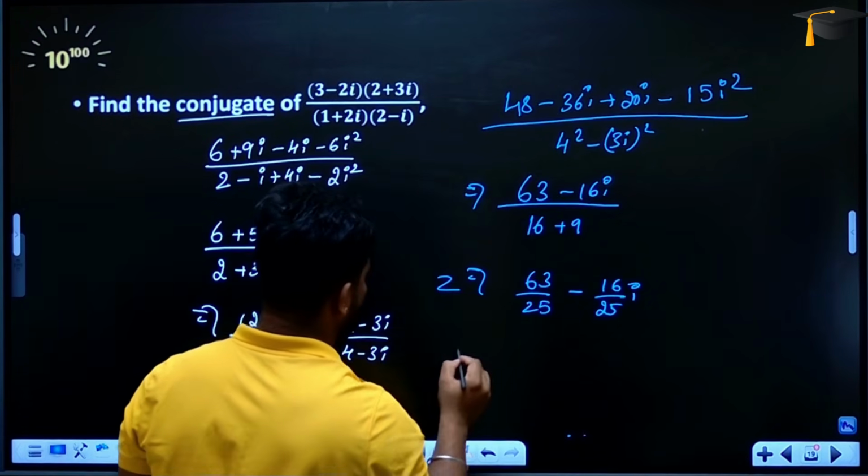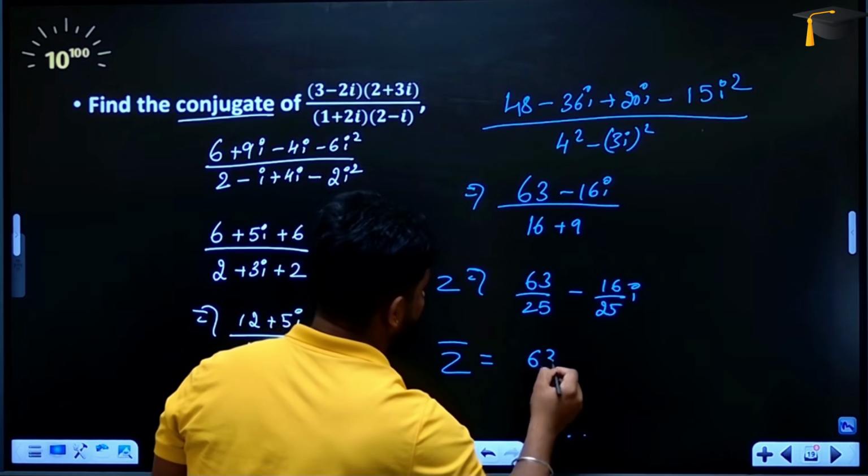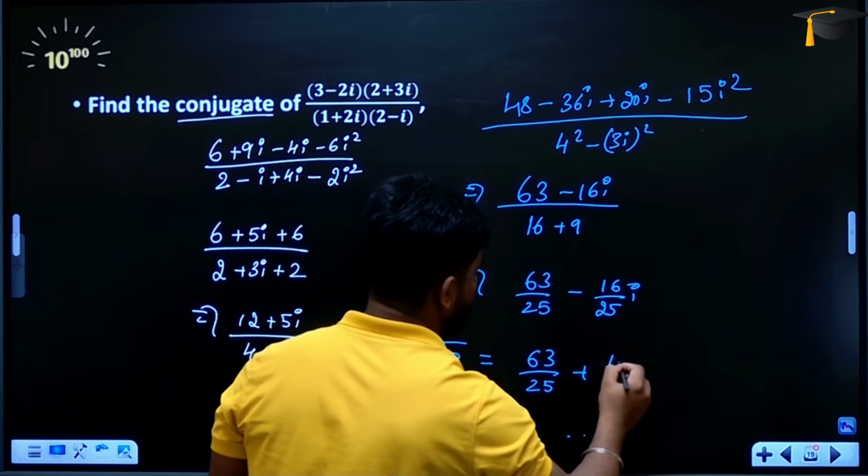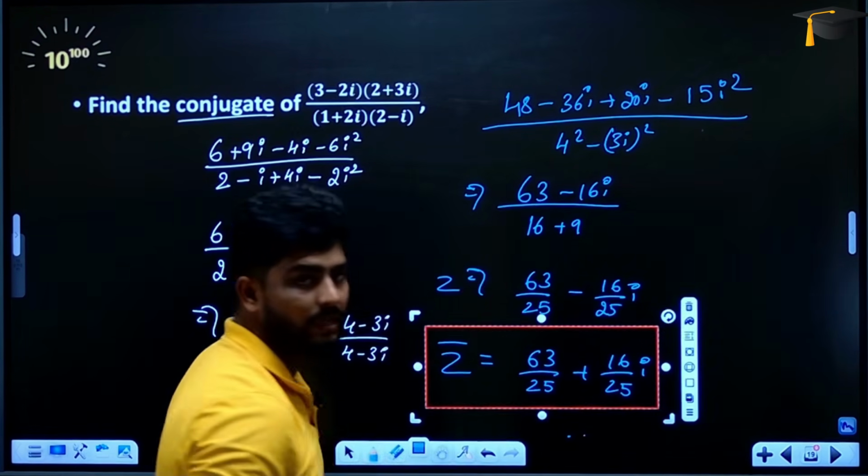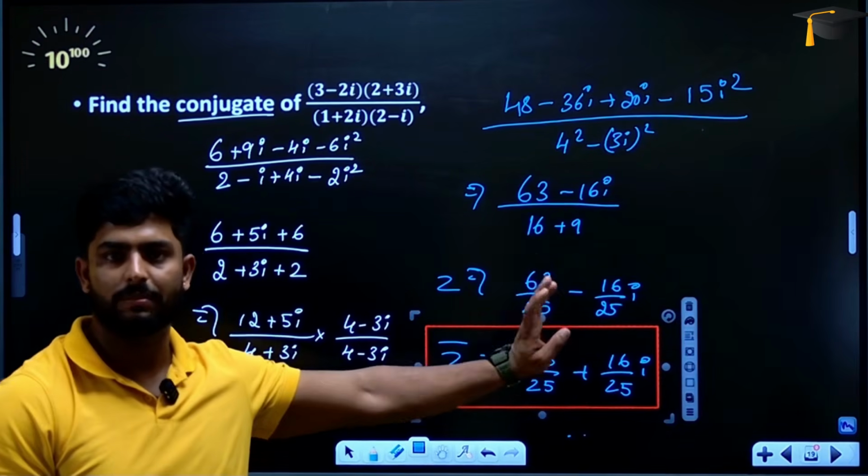So this is z. Now z bar is what? Conjugate, right? So 63 by 25 plus 16 by 25 i. This is the final answer, z bar. They asked us to find the conjugate. So if you do this, it is enough for 3 marks.